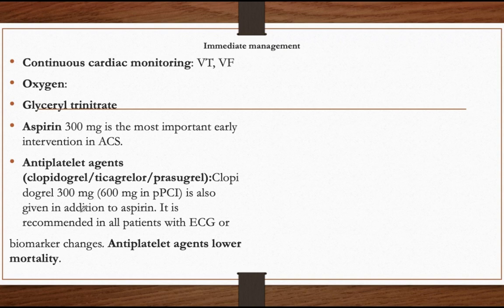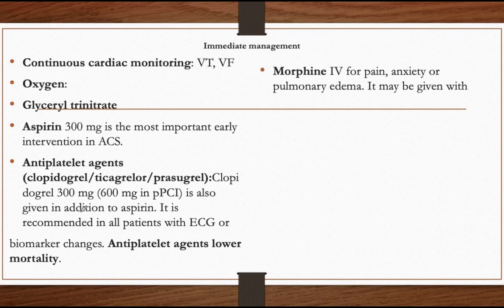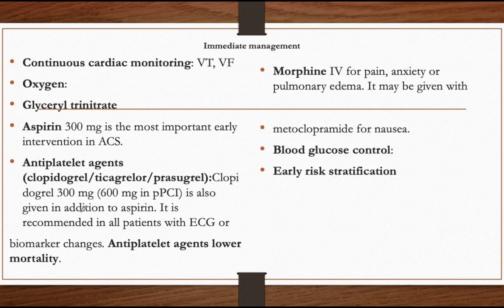Then we can give morphine to reduce the pain and anxiety, as well as pulmonary edema. And this morphine should be given alongside metoclopramide in order to reduce the nausea and vomiting associated with morphine. Then we must control the blood glucose level. Then we must do an early risk stratification to determine if this patient is a STEMI patient, NSTEMI, or unstable angina. If the patient is STEMI, if there is ST elevation myocardial infarction, the patient must be transported immediately to a percutaneous coronary intervention center where stenting can be done for this patient.